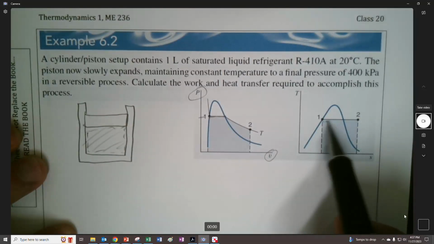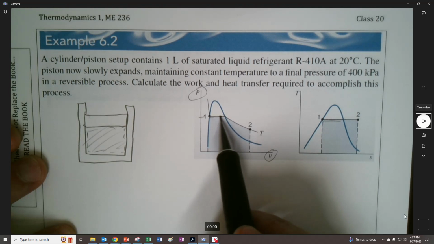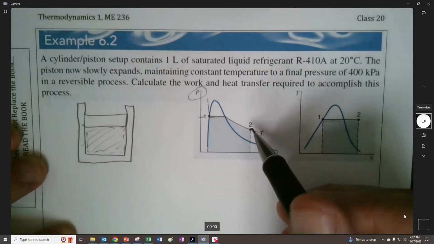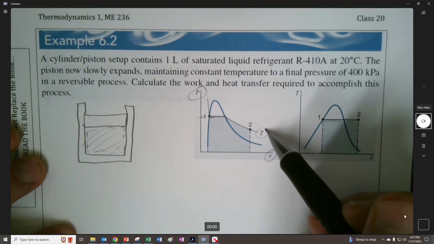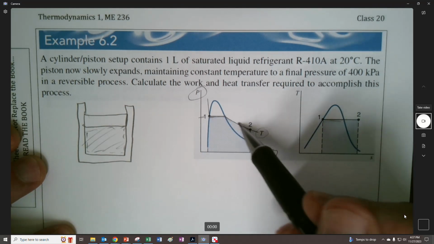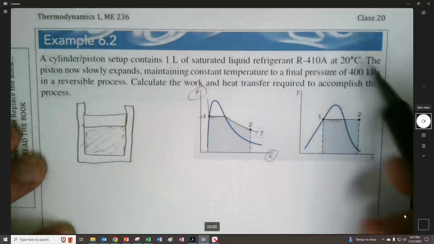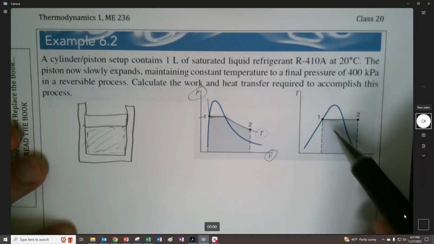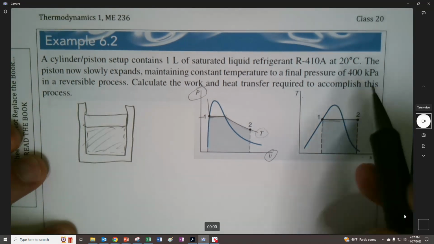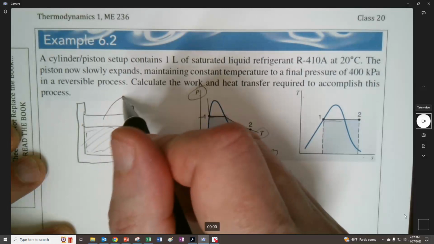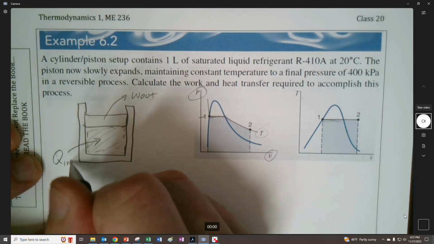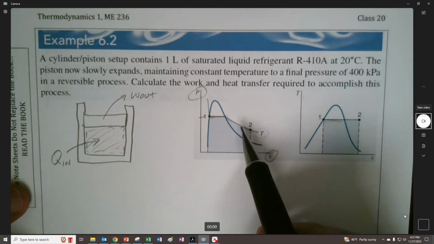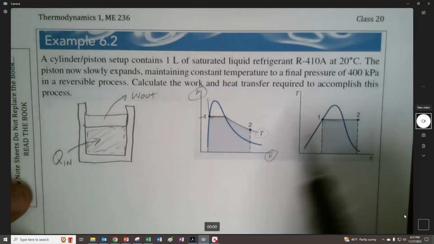Because during this portion, it's a constant temperature, so the pressure has to be constant right here as it's going from this phase to this phase. It just is the way that it's going to be. Then it starts to change down. This is isothermal, so this is a line of constant temperature on a PV diagram for this substance. On the TS diagram, it's going straight across. So what we're doing here is we're going to have work out, and we're going to have heat in. We can just tell that we're going to have that type of arrangement here.